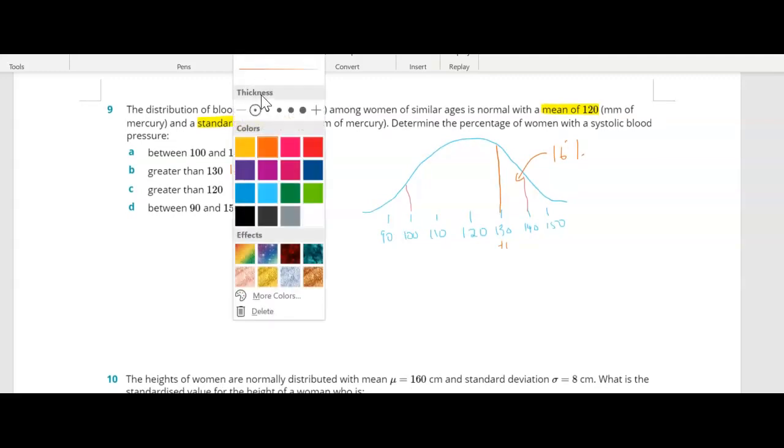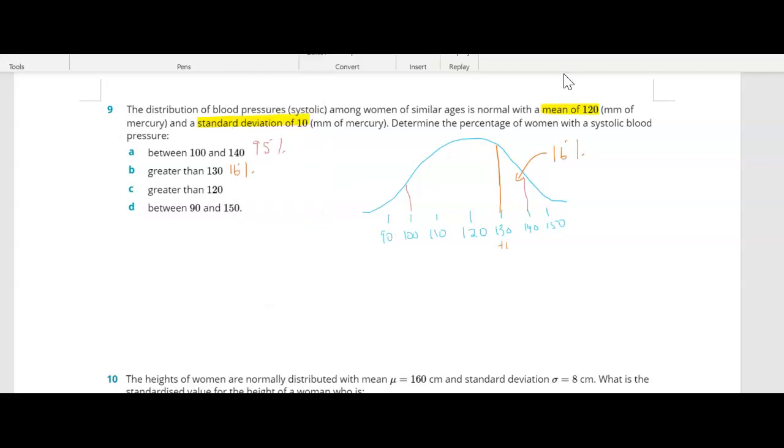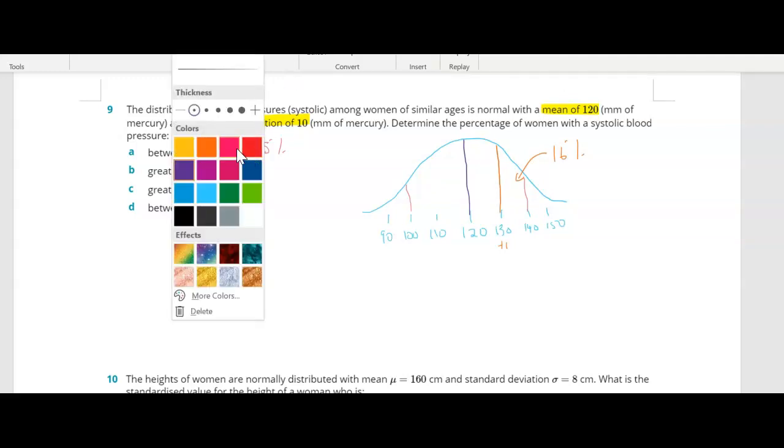Let's change the color, hopefully to a color that doesn't look exactly the same as the others. Let's do purple. All right, greater than 120. This one's easy because 120 is your mean, so it's 50% either side. And then let's do green.